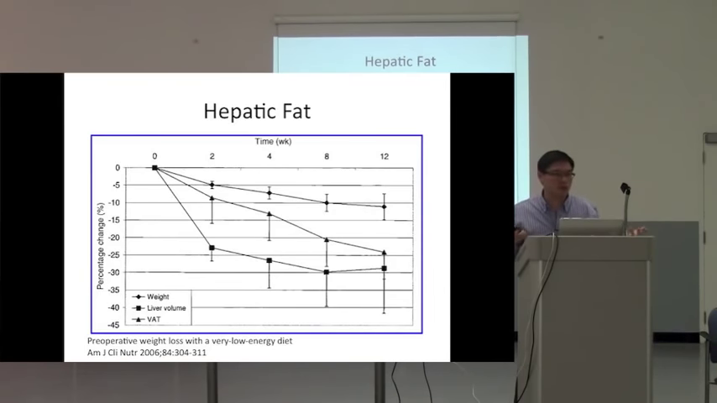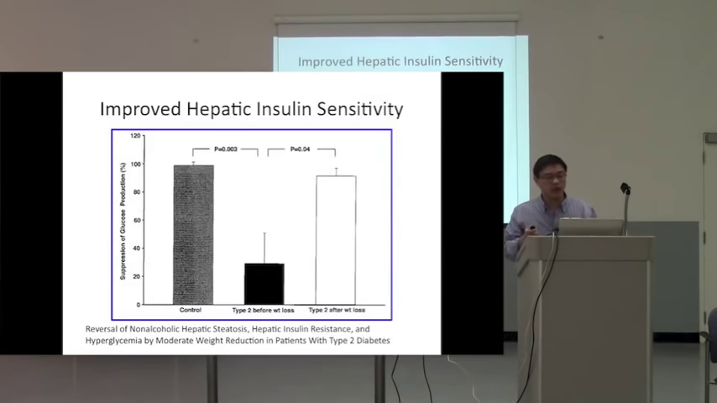Not from the subcutaneous tissue, for instance. And along with that, what you see is a restoration of the hepatic insulin sensitivity. So here's the control. So they're normal. This is the normal situation. You can see that type 2 diabetics have very low insulin sensitivity. After you put them on these very low-calorie diets, take out all that liver fat, they go back to normal.